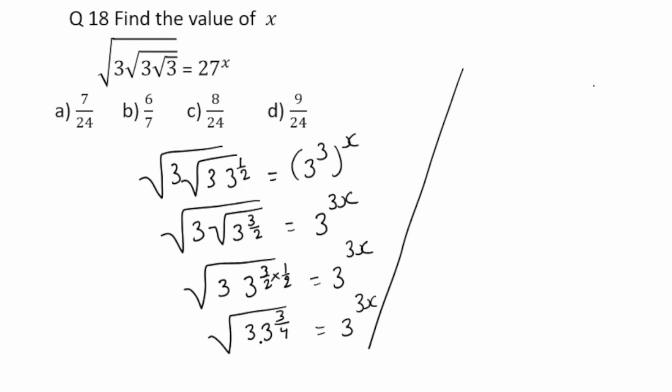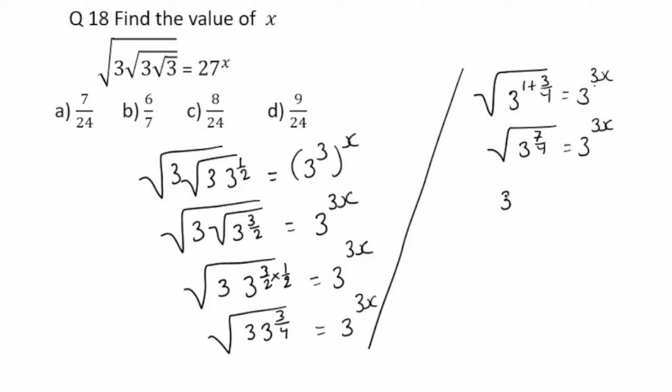If we multiply the exponent of same base, power is added. That means square root 3 to the power 1 plus 3 over 4 equals 3 to the power 3x. Square root 3 to the power 4 plus 3, 7, 7 over 4 equals 3 to the power 3x. Now for this square root sign, we can write 3 to the power 7 over 4 multiply 1 over 2 equals 3 to the power 3x.